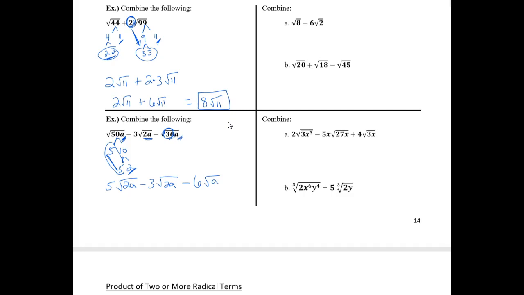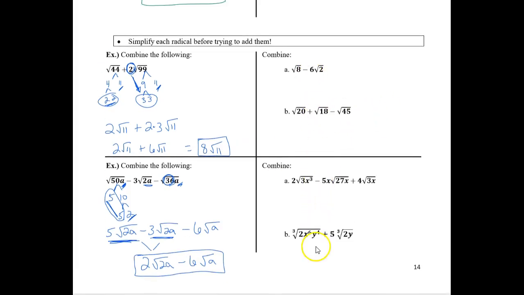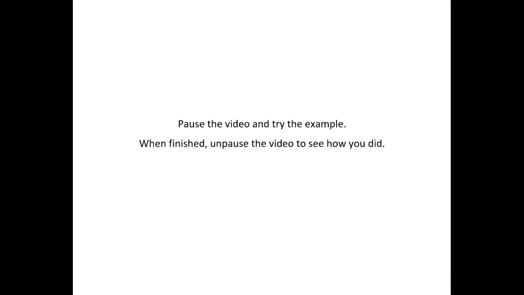I look for like terms. I see 5 square root 2A and 3 square root 2A. There's like terms. 5 minus 3 is 2 square root 2A. And the minus 6 square root of A stays the same. No more like terms. That's as far as you can go. Alright, go ahead and try the examples on the right-hand side.